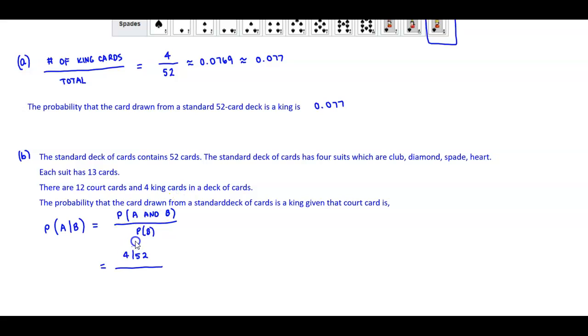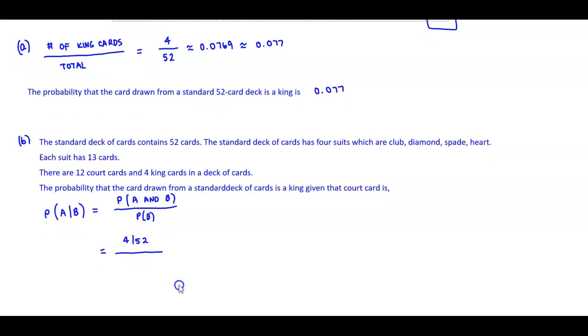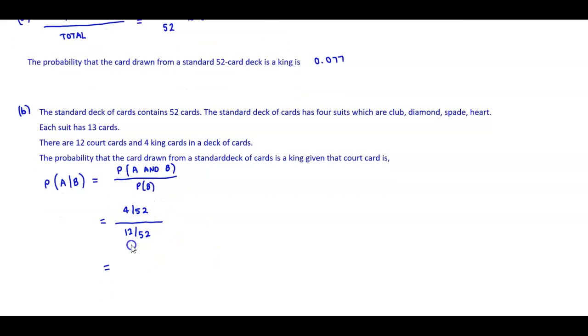Okay, and then what is the probability of event B occurring? There are 12 court cards out of how many in the deck? Well, that means we have 12 out of the 52. So if we simplify, we can cancel the 52s, so it becomes 4 over 12, which reduces to 1/3. And then we want to approximate this to 3 decimal places. So this is 0.3333 repeating. So then we would say 0.333.